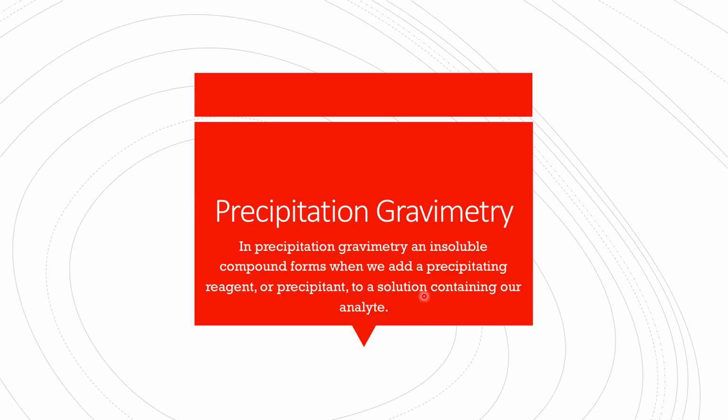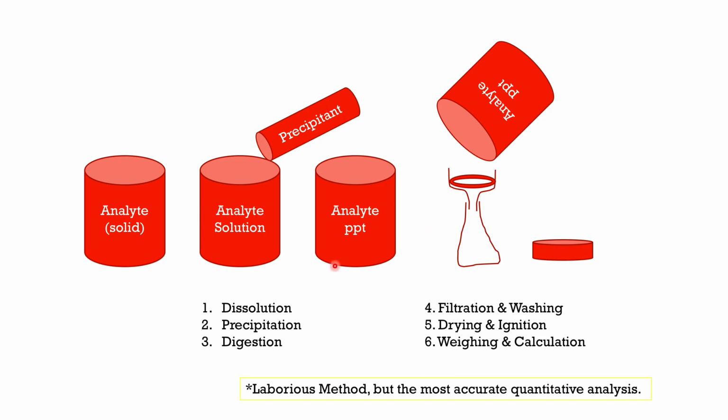Let us understand this a little bit diagrammatically. Suppose you have a solid analyte. You are given a sample which is solid in nature. The first thing you have to do, if you are given a solid analyte, is make a solution of it. So the first step is dissolution. After that, you add a precipitant, or a precipitating reagent. What happens when you add it? The analyte in that solution would be precipitated.